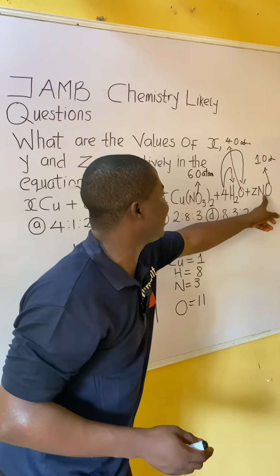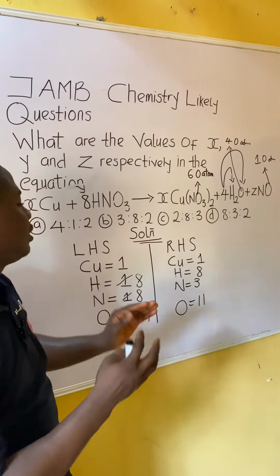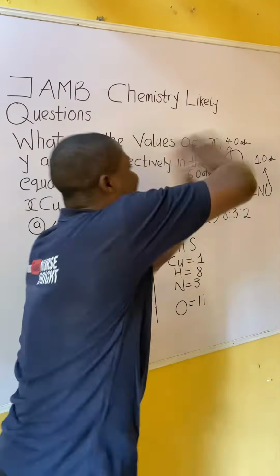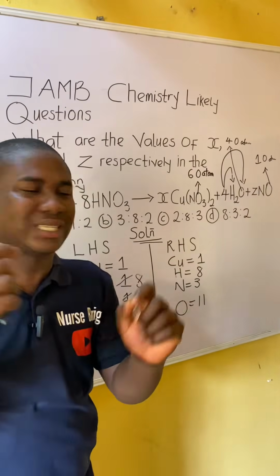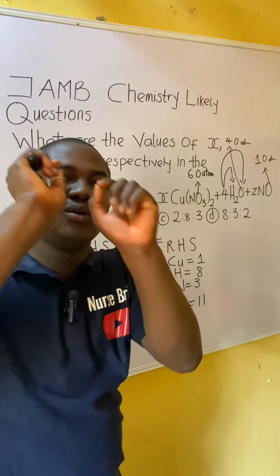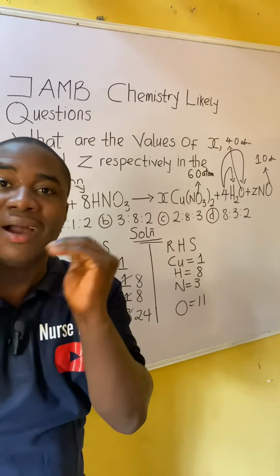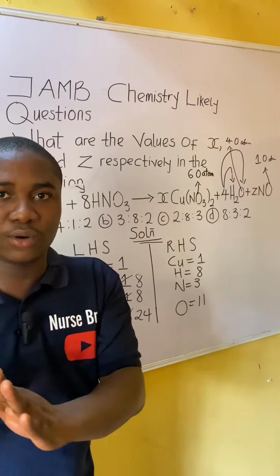This is nitrogen. Nitrogen appeared here, and also nitrogen appeared in this compound. So let's now try to make sure that the nitrogen on our right should be 8 as well. So what should we do? That will be the question we ask ourselves. It is very simple. You have to just be wise. You have to be smart. That will be what I'll tell you.